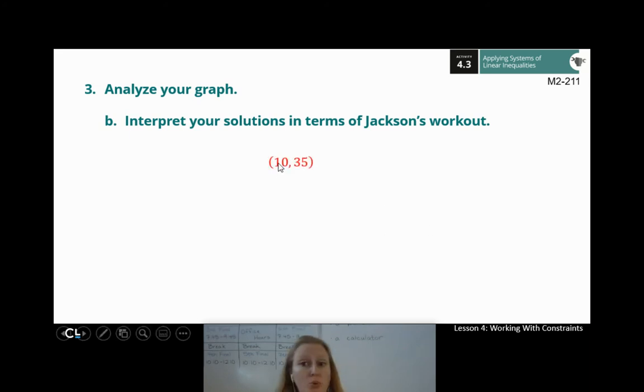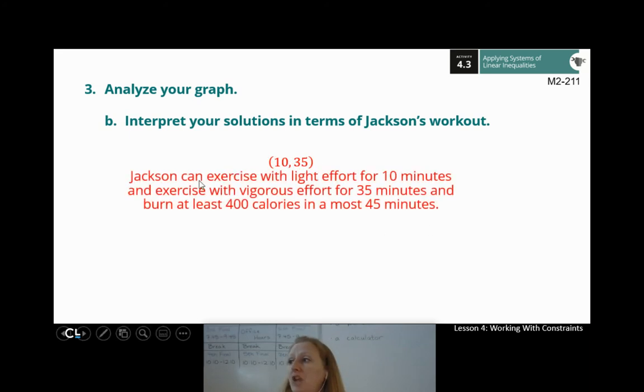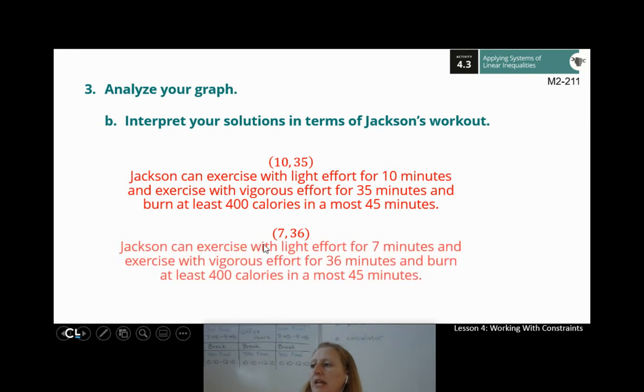So one of the points I picked was (10, 35). So that means that Jackson can exercise with light effort for 10 minutes and exercise with vigorous effort for 35 minutes. He'll burn at least 400 calories and in at most 45 minutes. I also picked (7, 36). So that means Jackson can exercise with a light effort for 7 minutes, exercise with a vigorous effort for 36 minutes. He'll still burn at least 400 calories in at most 45 minutes. Actually, I think that puts him a little under 45 minutes. So good job, us.